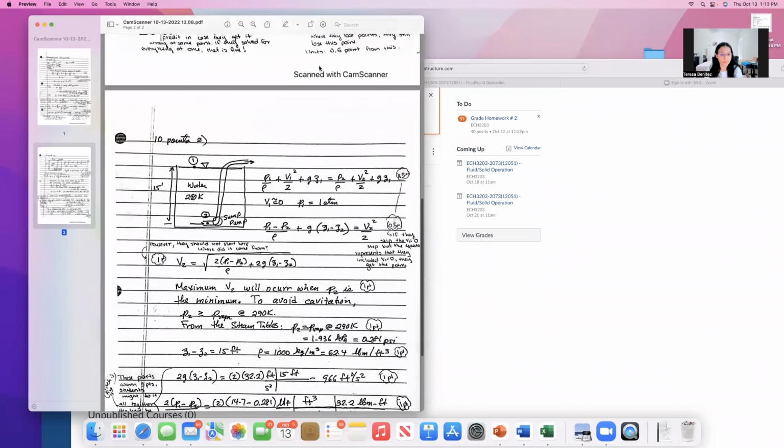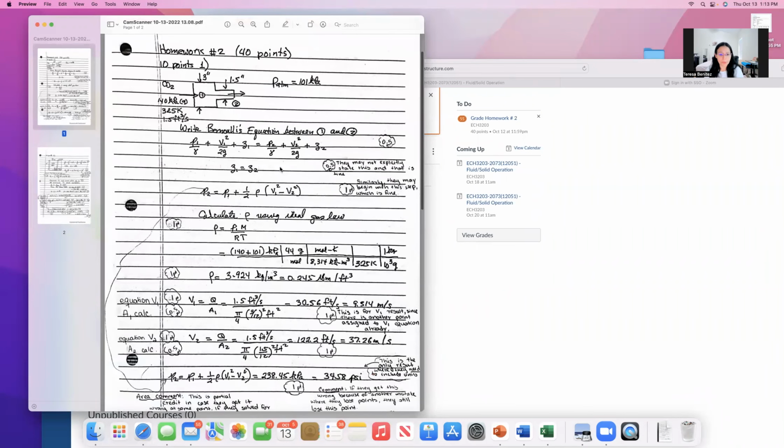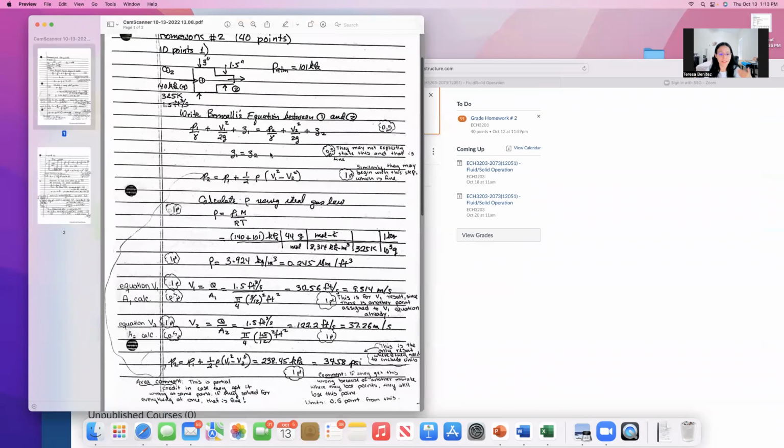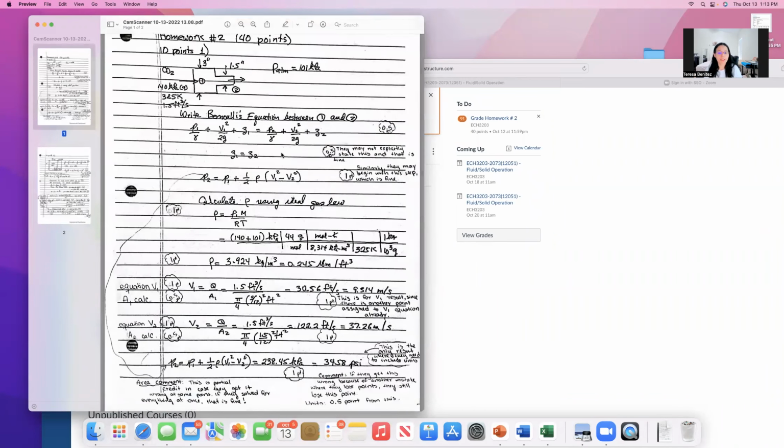For problem number 1, they start with the Bernoulli equation, then they say the elevation is the same. Therefore, they simplify the equation to something else. So here I wrote some comments. They may not explicitly state that the elevation is the same, and they might just go straight to this equation over here, P2 is equal to P1 plus something else, right? In that case, they still get the points. It's just in case they get something wrong, then you can go back and give them partial credit.